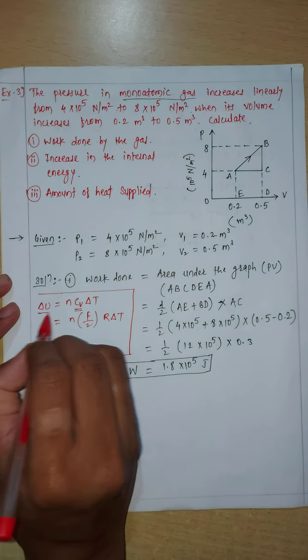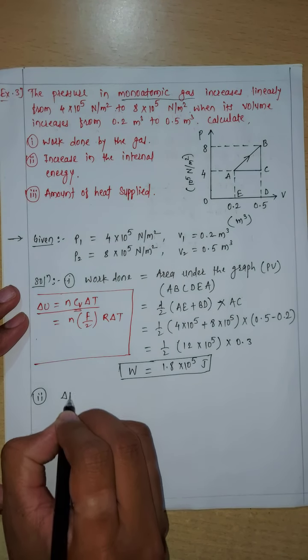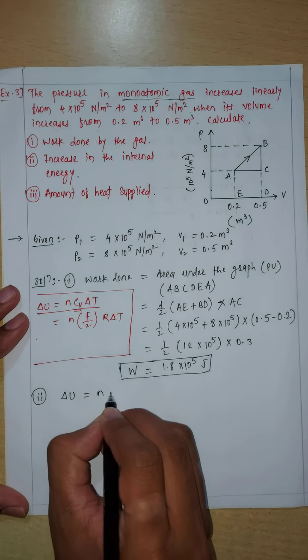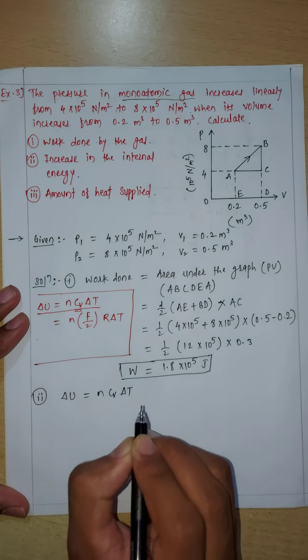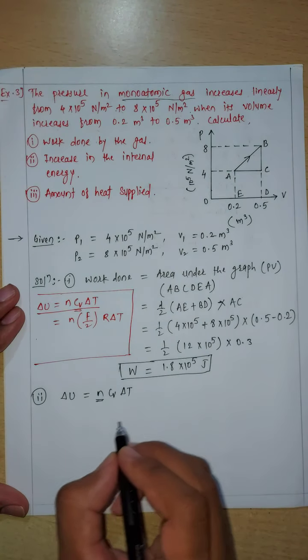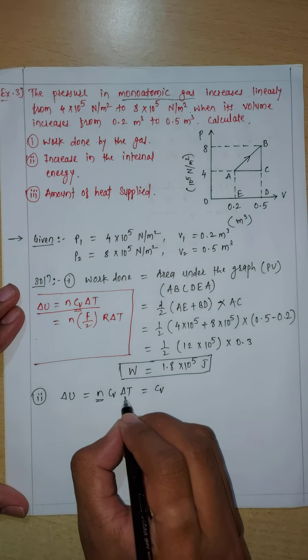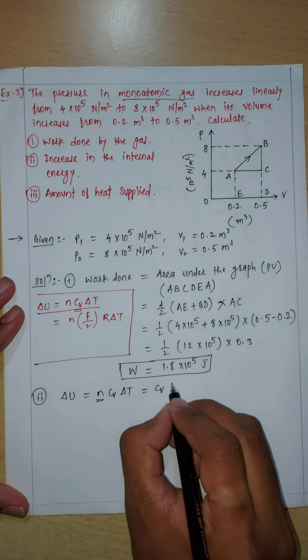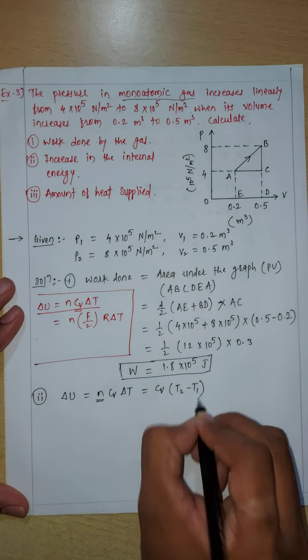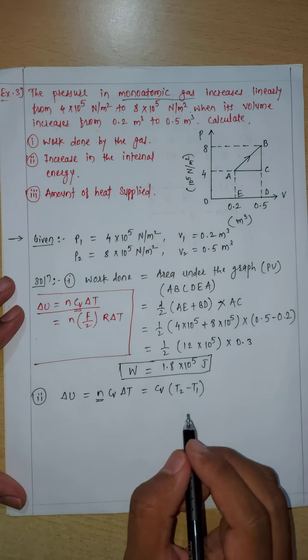So here the formula we are going to use is n into Cv into delta T. The increase in internal energy is equal to n Cv delta T. What is the value of n here? It is monoatomic, that means n is 1. So directly we can write this as Cv into delta T. Delta T is nothing but the change in temperature, so T2 minus T1. So we have this formula, Cv into (T2 minus T1).